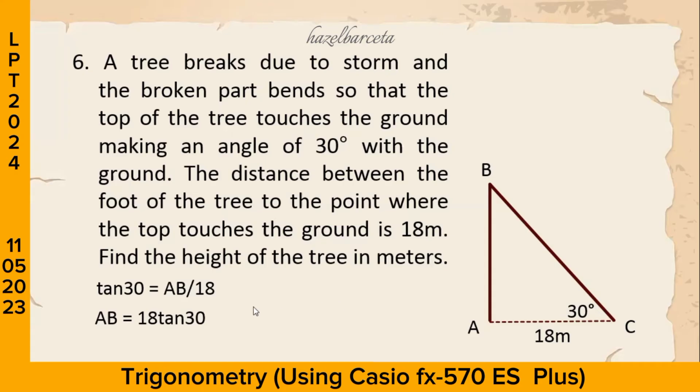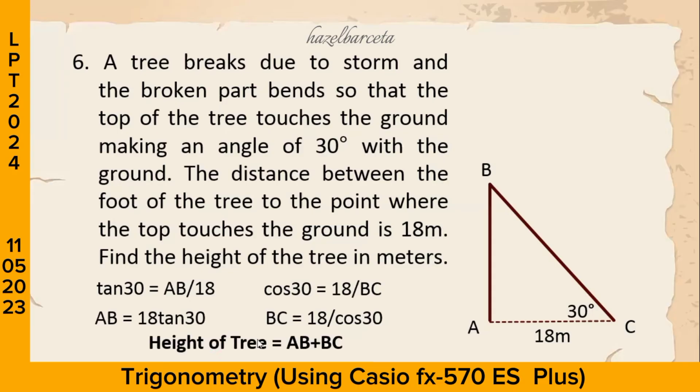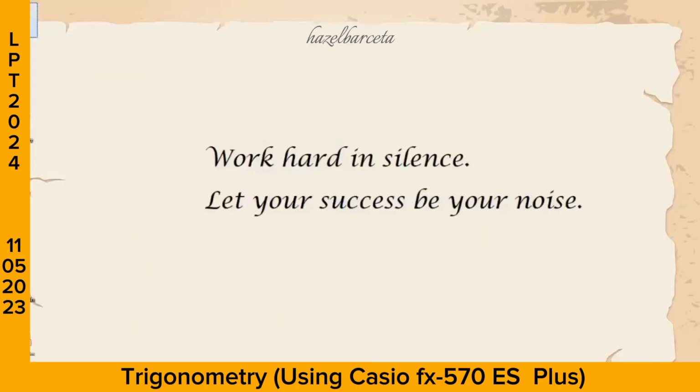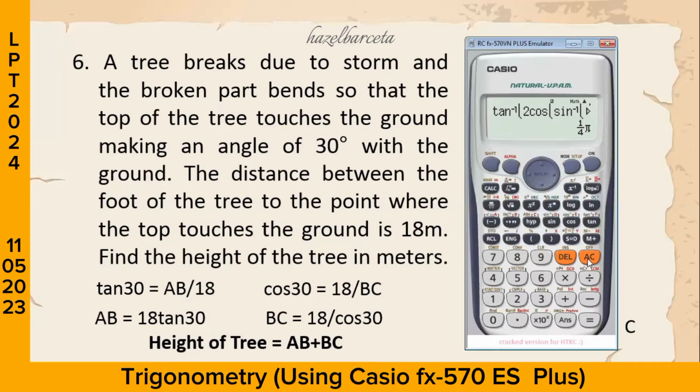So, cosine 30 is equal to adjacent over hypotenuse. Therefore, BC is equal to 18 over cosine 30. Hence, height of the tree is equal to AB plus BC. So, input na po natin or plug in na po natin.